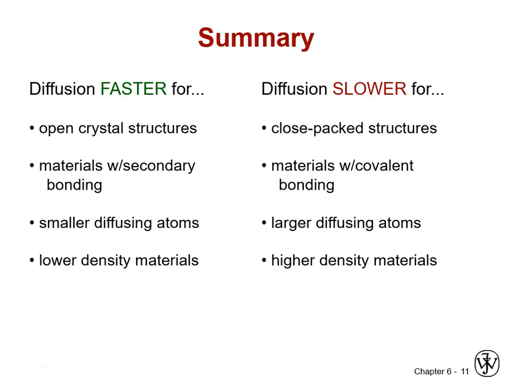Lower density does not have a direct correlation with diffusion, but it tends to correlate with a more open crystal structure and a greater fraction of secondary bonds. So it's an indicator, but not a direct mechanistic contributor. And of course, the converse is also true. Slower diffusion will be enhanced by closer packed structures, like your close packed crystallographic structures, eliminating grain boundaries in the direction of diffusion, materials with stronger bonds, like covalent bonds, and larger, bulkier diffusing atoms.